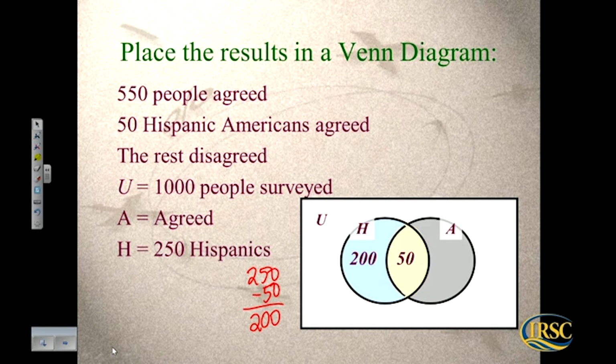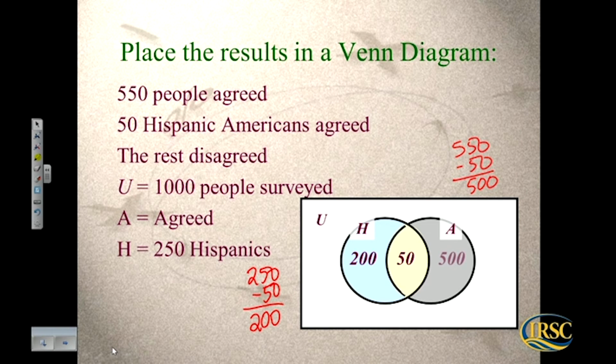So now in the gray area, we're still inside what circle there? A, so those that agreed. We have accounted for how many? 50. How many people agreed altogether? 550. So what do we have to do here? Subtract. So 550 minus 50 then leaves us with 500. So we've got 500 in this region. So all of these Venn diagrams where you're filling in cardinality, again, it's a series of subtraction.